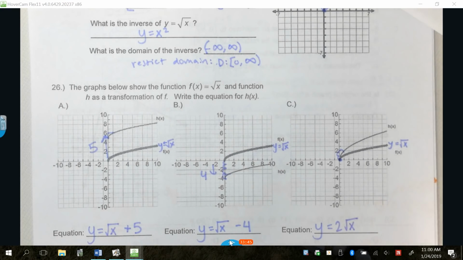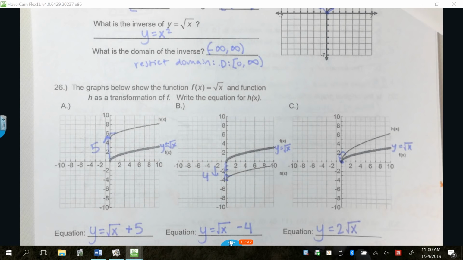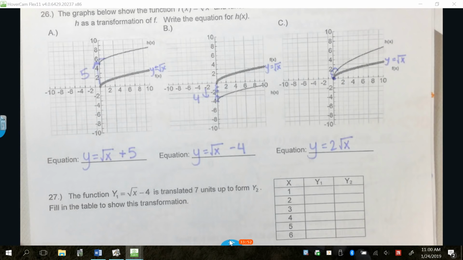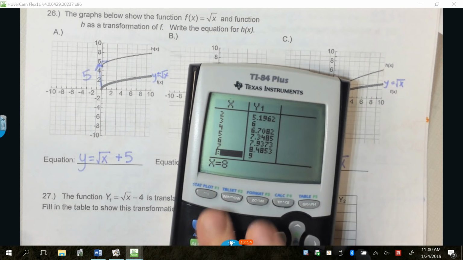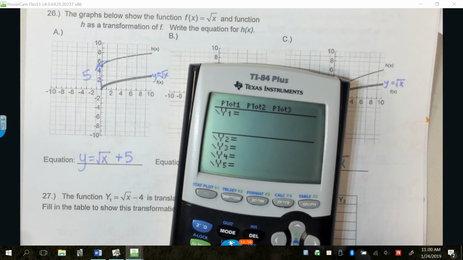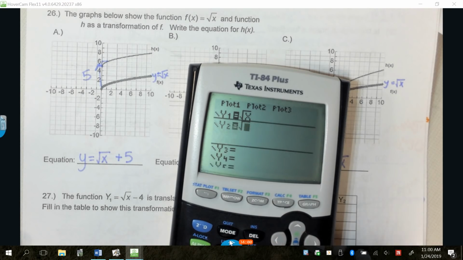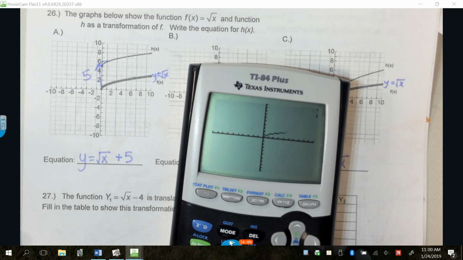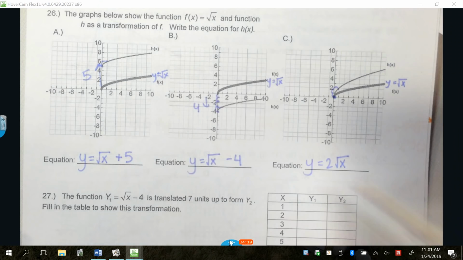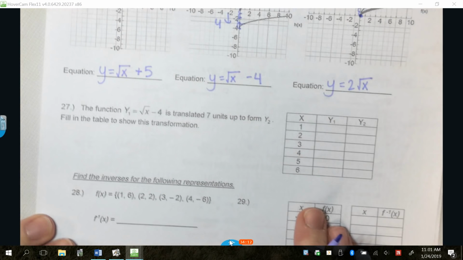Okay. Again, could you check these in your calculator? Absolutely, you could. So I'll show you how to check one in your calculator. We'll do number A. So the first one is a parent function, and we said square root of x, outside plus 5. So there's my original, which looks the same, and there's my new. So this matches, therefore I'm correct. Okay, that's how you'll check those.